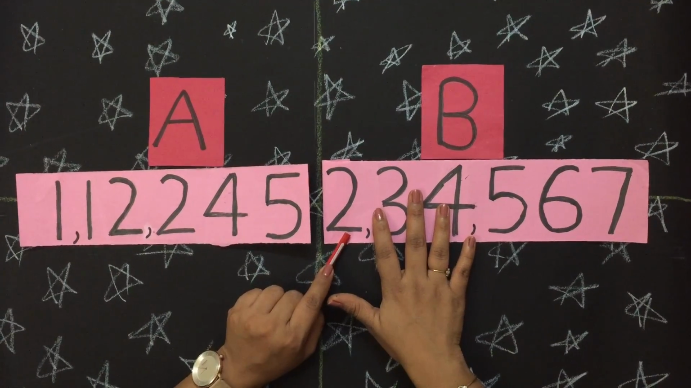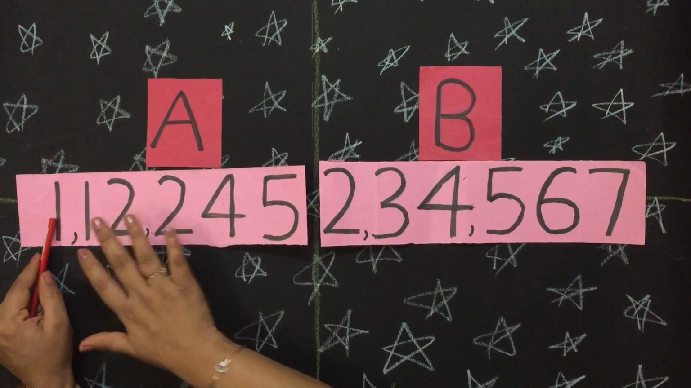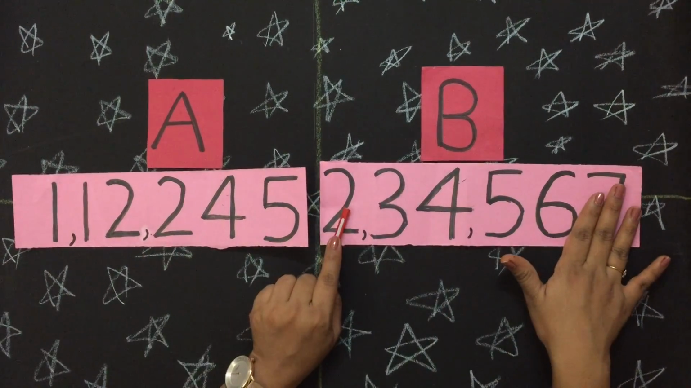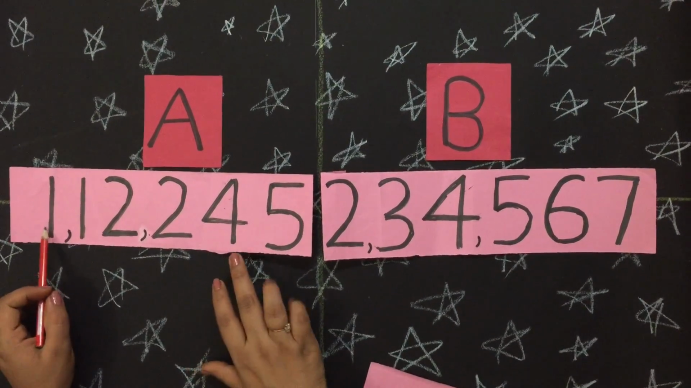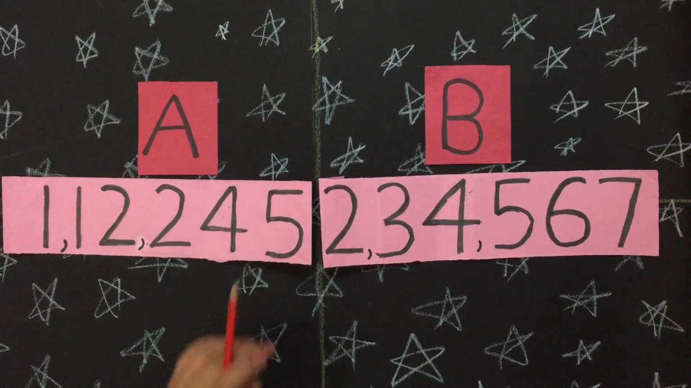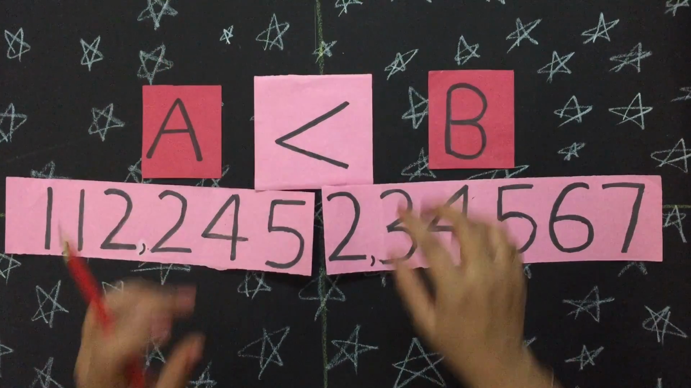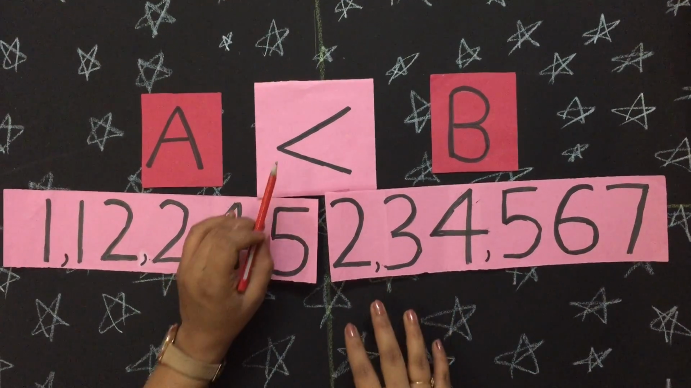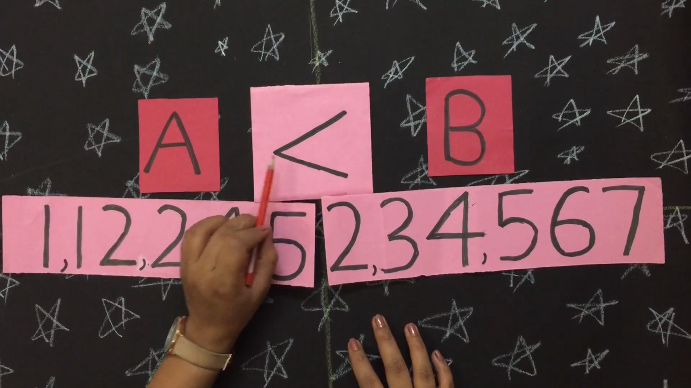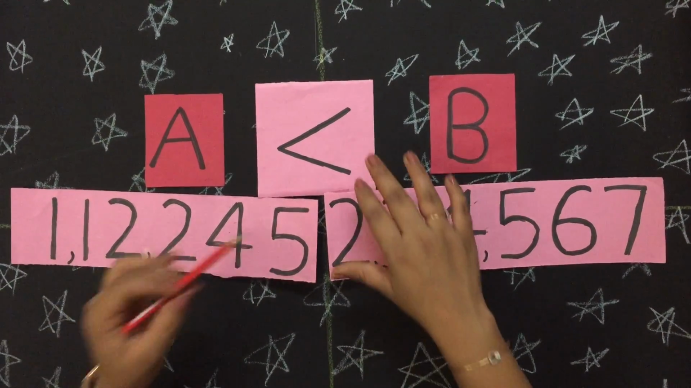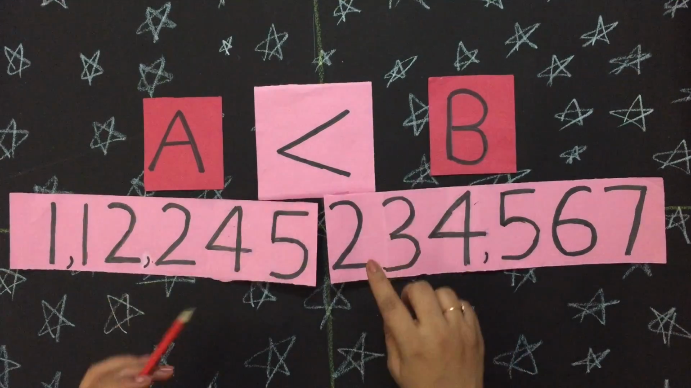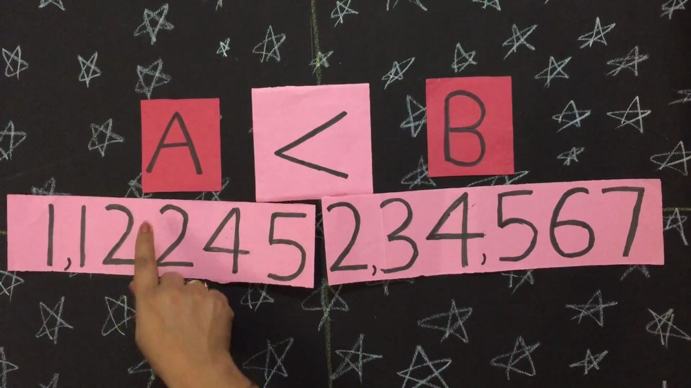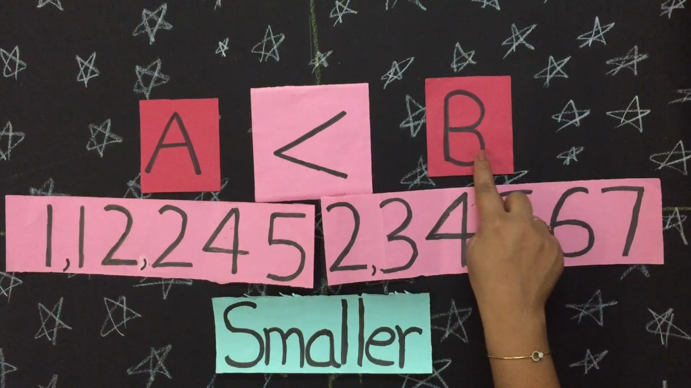Now we can see that the first digit in A side is 1 and the first digit in B side is 2. And as we all know, 1 is smaller than 2. We can say that the whole number is smaller than the B side. That is 1,12,245 is smaller than 2,34,567. Now, the pointed side shows towards the smaller number and the open-ended always shows the number which is greater. Now, we say that the A side is smaller than the B side.